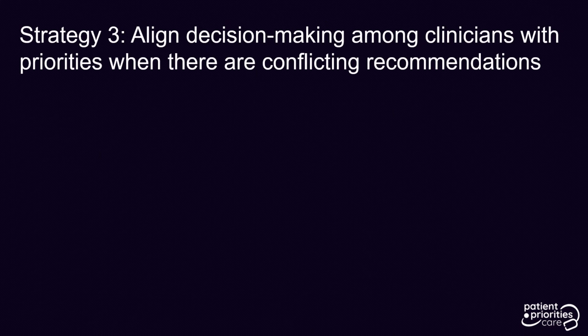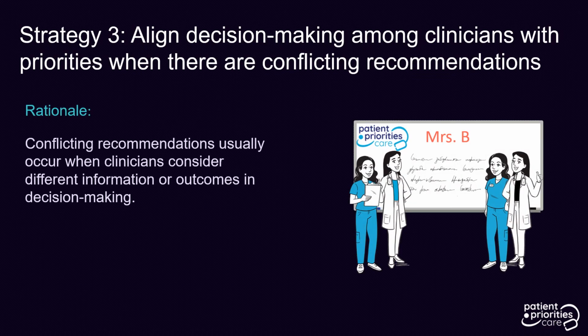We talked earlier about conflicting recommendations, often resulting from clinicians considering different information, different diseases, or different outcomes in their decision-making. Some clinicians feel particular guidelines apply, others don't. Guidelines for one condition may conflict with guidelines for another. One clinician may feel the patient's preference overrides the guidelines. With all of these possibilities, it's no wonder patients get conflicting messages from their various clinicians in primary and specialty care.